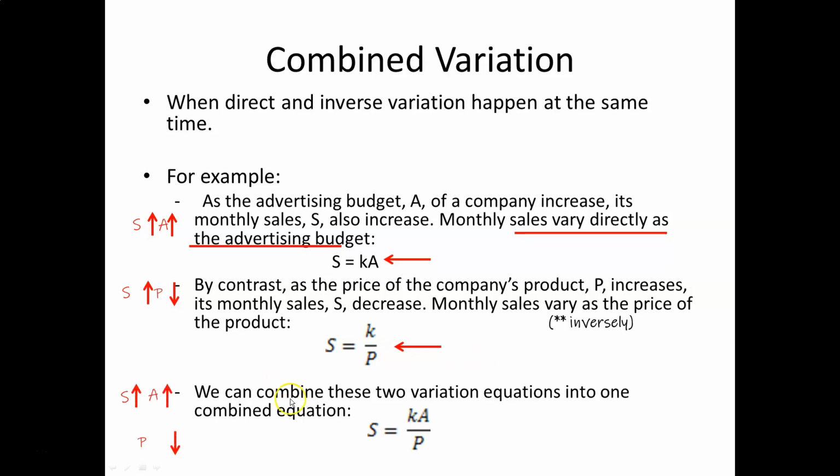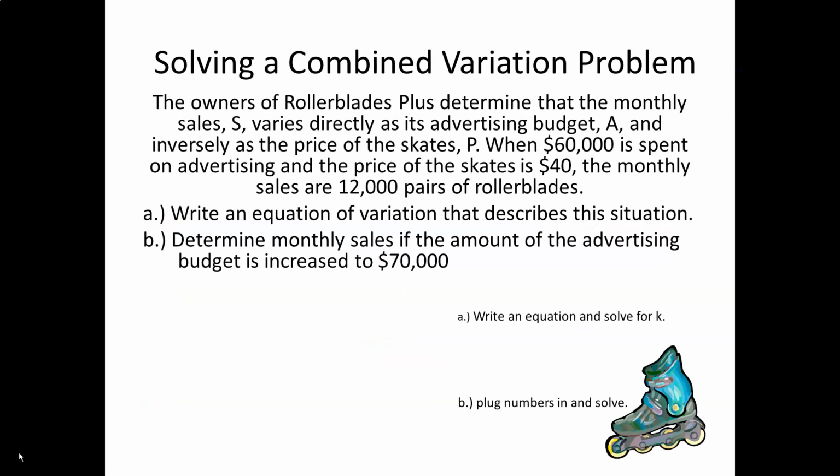Okay, now we can combine these two variations into one combined equation. So remember, we have sales and advertising going up and product going down. The price of the product is going down. So we keep the S and the A on the top, and the P stays on the bottom. And then you have it all sorted out, and you can follow the steps exactly from here. So let's do an example. Solving a combined variation problem.